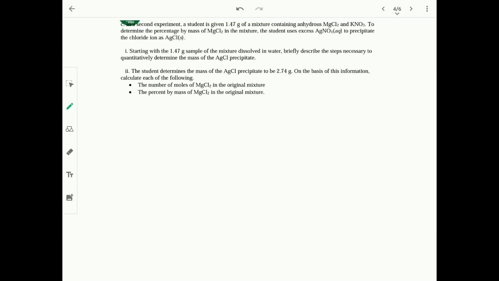Let's do part C now. In a second experiment, another student is given 1.47 grams of a mixture containing anhydrous MgCl2 and KNO3. To determine the percentage by mass of MgCl2 in the mixture, the student uses excess AgNO3 to precipitate the chloride ion. Do parts I and II, and I'll wait for a few seconds.